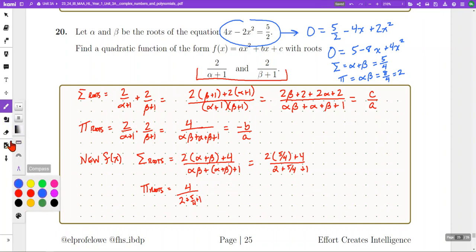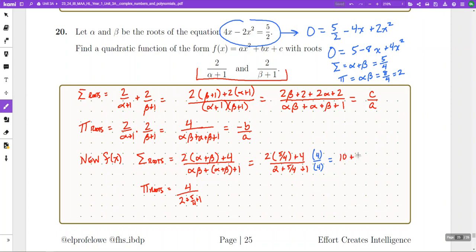I personally am not too much of a fan of working with fractions if I can avoid it, so I'm going to multiply numerator and denominator by 4. If I multiply numerator and denominator by 4, that's going to give me in the numerator 10 plus 16, and in the denominator I'm going to have 8 plus 5 plus 4. So that gives me 26 all over, what would that be, 17 if I'm not mistaken? And similarly, for the product of the roots, I'd have 16 over 17. So what does that mean for me?